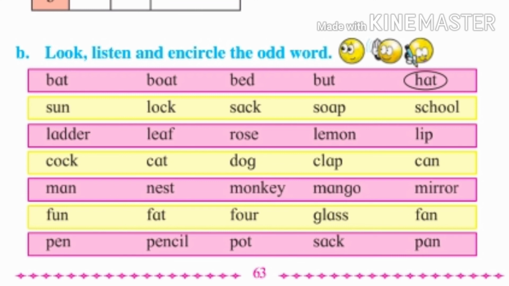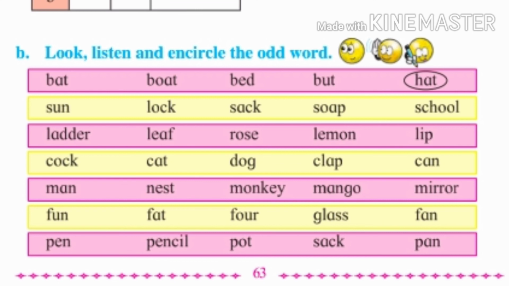Now we come to the sixth column. Some words are given. We can read them. Fun, fat, for, glass, fan. Here you can see all words start with F except glass. Glass starts with G. So glass is the odd word. So we have to circle glass.